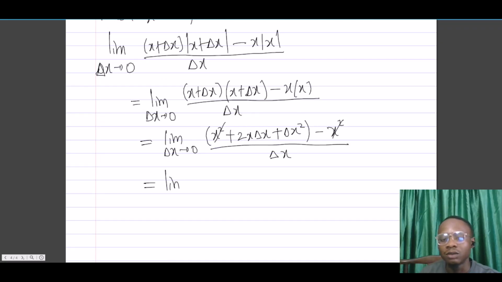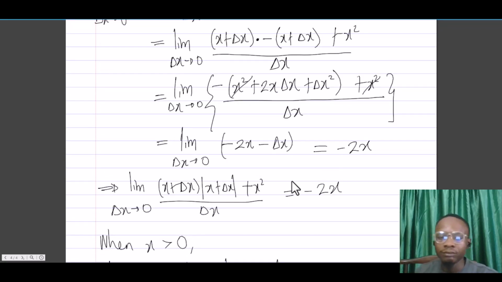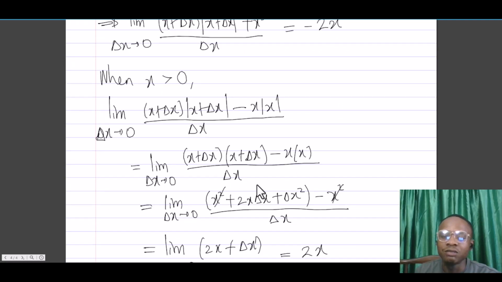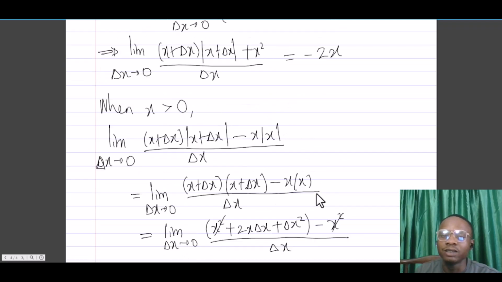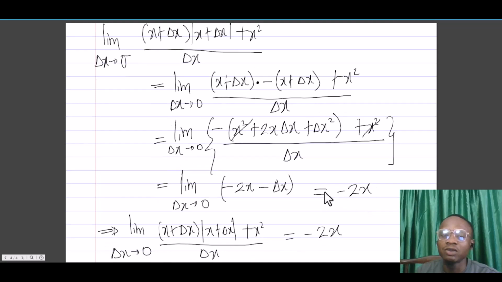So again, this will cancel this, and when we divide through by delta x, this is going to be equal to the limit as delta x approaches 0 of 2x plus delta x, because by the time we divide by delta x, this will cancel out. And when we substitute delta x equals 0 here, this will give us 2x. So we can see clearly that when x is positive, the derivative is 2x, and when x is negative, the derivative is minus 2x.